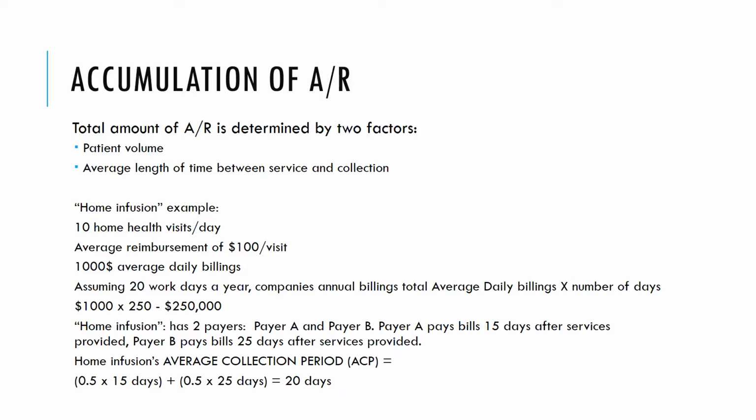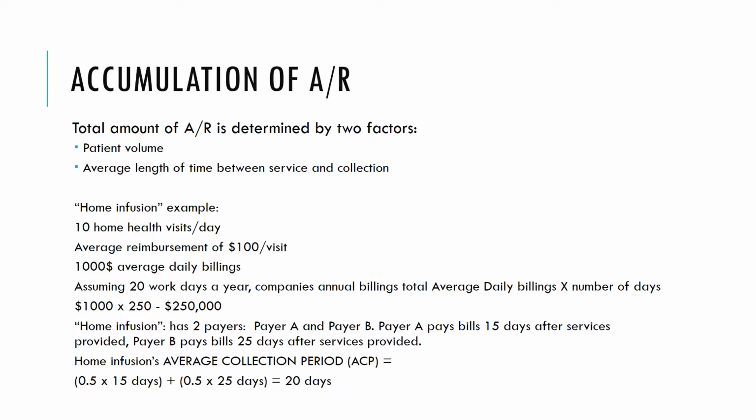If you think about home infusion, home infusion provides an average of 10 home health visits a day. And on average, they get reimbursed $100 per visit. So the average daily billing is $1,000. That's 10 times 100. Assuming there are 250 work days a year, the company's annual billings, the average daily billings times the number of days, is 1,000 times 250, which is $250,000. So home infusion has two payers, and this is just for simplification, but they have payer A and payer B.